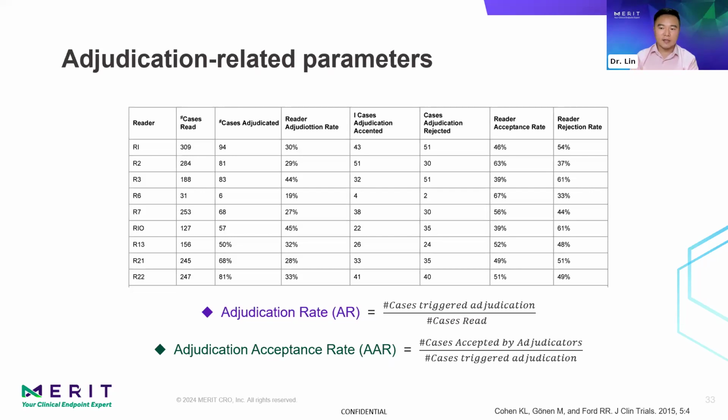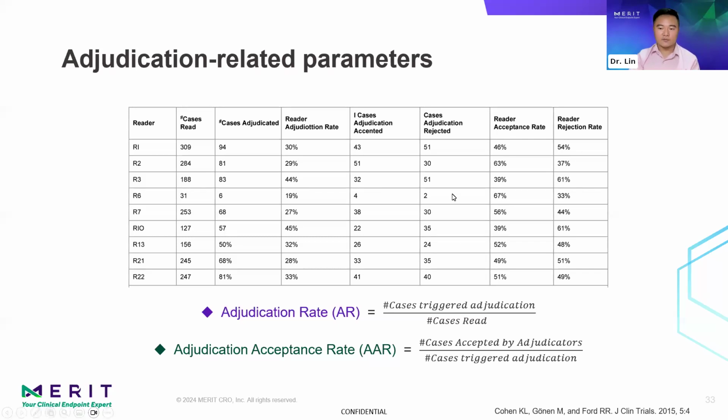This rate can be assessed at a study level or the individual reader level. Anyway, for this rate, the denominator is the total number of cases they evaluated, and the numerator is the number of cases that trigger adjudication. The second parameter is the adjudication acceptance rate, or adjudication agreement rate. Here, the denominator is the number of cases the reader triggered adjudication on, and the numerator is the number of these cases where the adjudicator agreed with the reader.